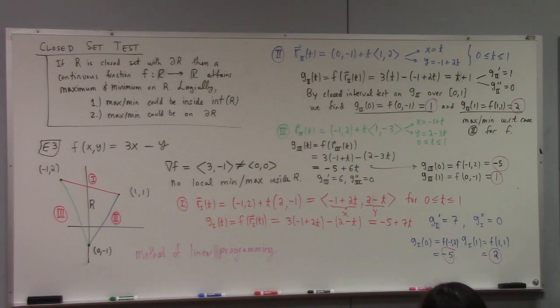So in short, what was the max and min? Maximum was what?